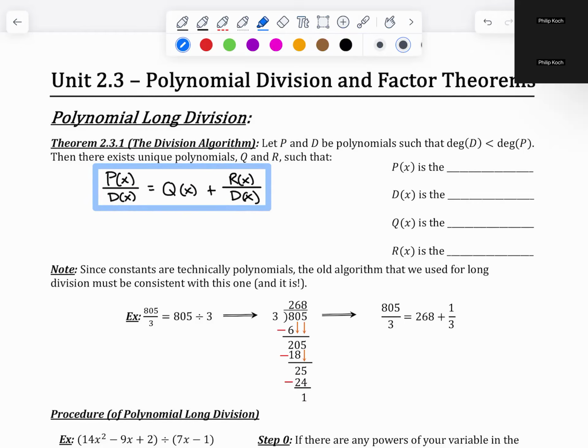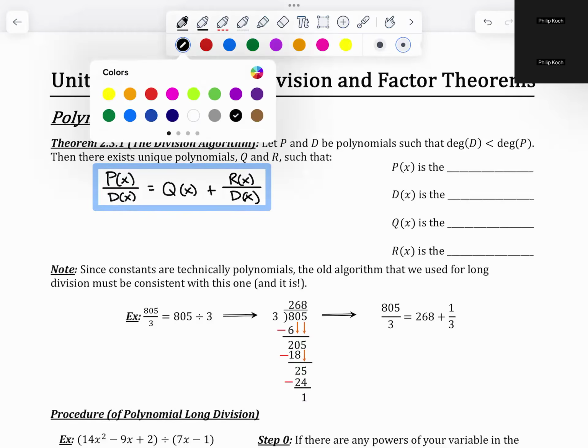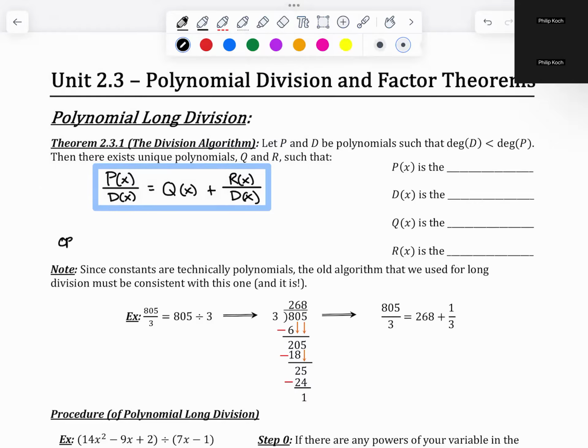In mathematics, there are sometimes formulas that have a practical version of them and a proving version of them. The other alternative is P of X is equal to Q of X times D of X plus R of X.